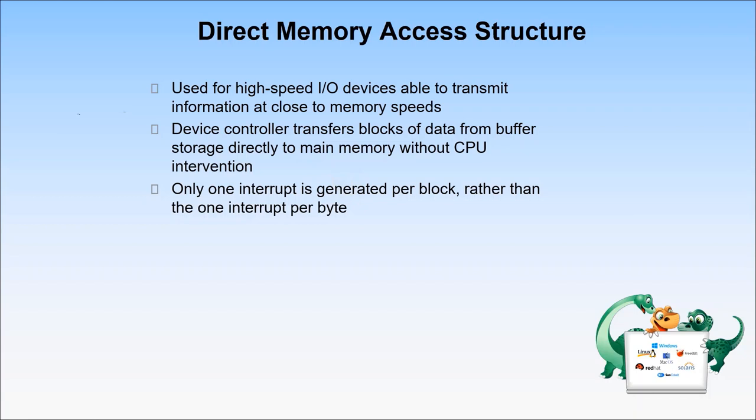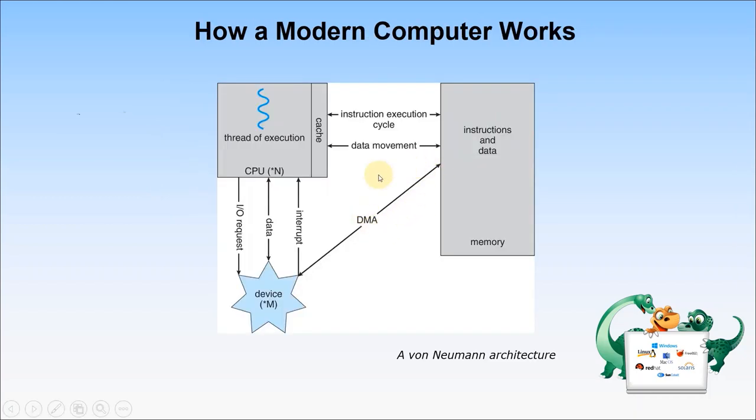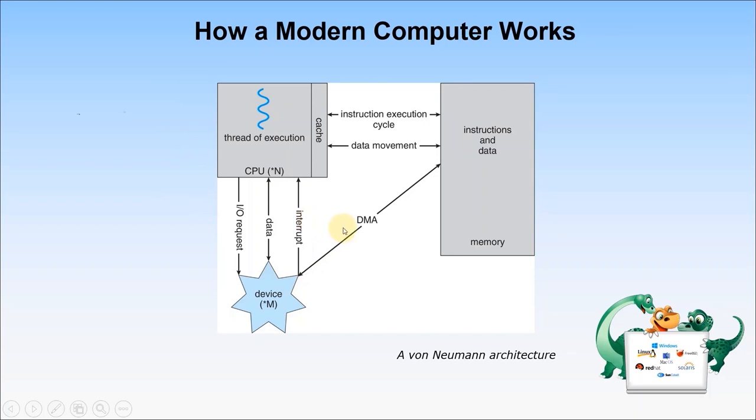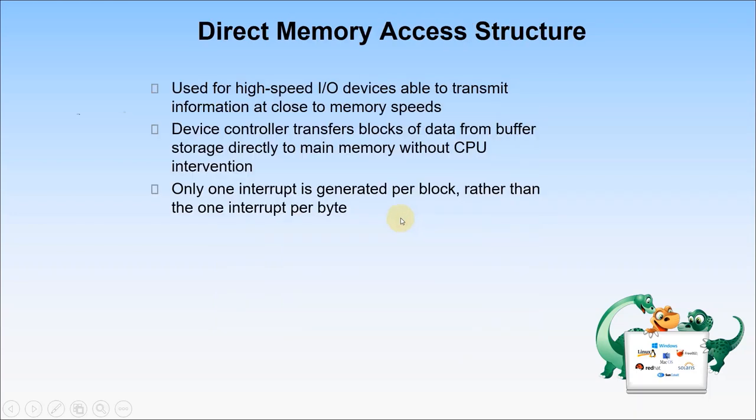Now we have the next term, DMA, or direct memory access. From the device, your data is loaded into the faster access memory. That's DMA. It is used for high-speed I/O devices able to transmit information at close to memory speeds. The device controller transfers blocks of data from buffer storage directly to the main memory without CPU intervention. Going back to the diagram, if you observe, the CPU is not part of the data movement. The CPU is not aware of the data movement from the device to the memory. Only one interrupt is generated per block rather than one interrupt per byte.